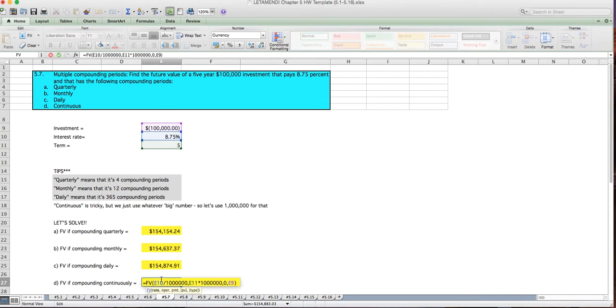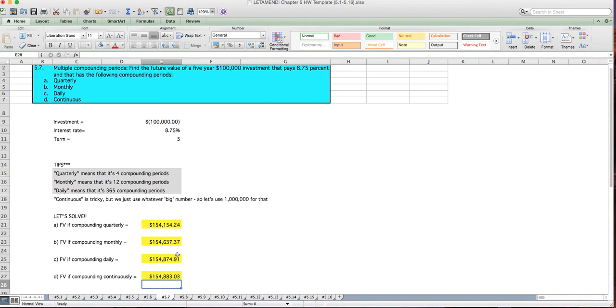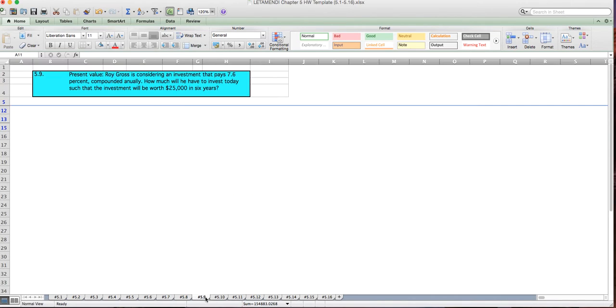So what we do is we do equals future value, open parentheses, and then for the rate we're doing 8.75% divided by a million, comma. For number of periods, we're doing 5 years, so you click 5 times a million, right? For a million compounds, comma, 0 for payment, comma, and then you click negative 100,000 for the initial investment. And you'll get your answer from the back of the book, which is $154,883.03. All right, moving on.